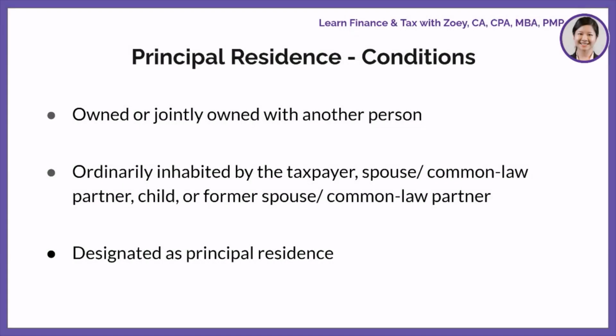To designate a property as your principal residence, you must own the property yourself or jointly with another person. You, your current or former spouse or common law partner, or any of your children must live in it at some time during the year. Finally, you must designate the property as your principal residence.